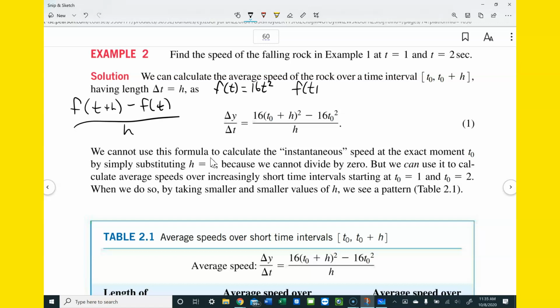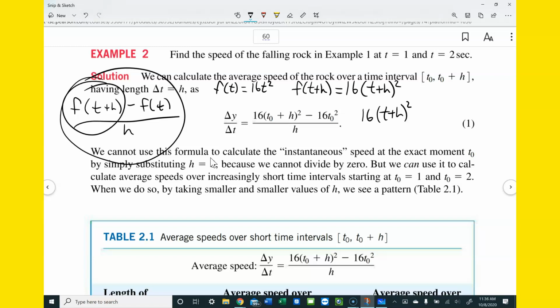So f of t plus h would mean that we're going to substitute t plus h in the place of t. Right? f of t plus h means I'm substituting t plus h in the place of t. So let me do that. 16 times t plus h squared. If you plug it in here, f of t plus h would be 16 times t plus h squared, minus f of t. f of t is this, so minus 16t squared, over h.